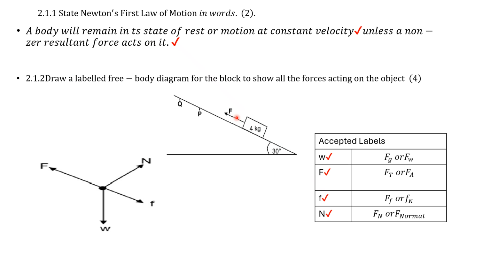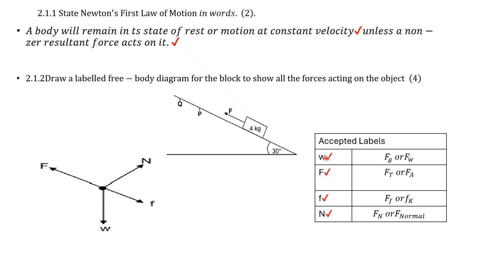Right? Now here they said in this problem that the object is moving at constant velocity, so technically we are bringing in the first law of motion. Now draw a labeled free body diagram for the block to show all the forces acting on the object. So as the 4 kg is being pulled up, we have the applied force, right? Down, trying to prevent this object from speeding up going up the incline, we always have friction, right? The 4 kg, we have weight pulling it down, and we have the normal force, right?